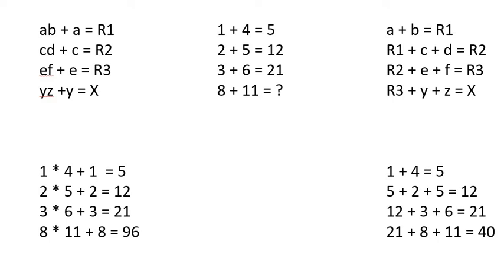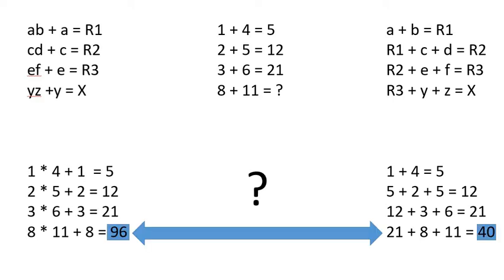uses a completely different system. How did I do it? They use R1, which is 5 in the first case, put it in front and sum it up to the rest of the equation. 5 plus 2 plus 5 is 12. And then they use the 12 as a base for the next equation. 12 plus 3 plus 6, 21. Correct. And then they use the 21, put it in front of the fourth equation, and get 21 plus 8 plus 11, which is 40. There we got it. We have two possible solutions, from which one is correct, right?